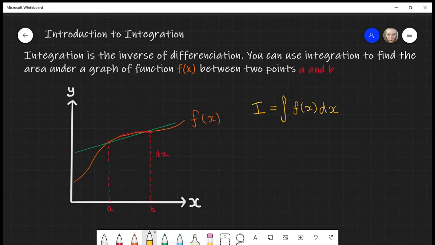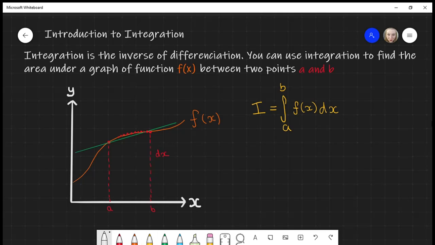And the little squiggly line that you see in front of the f(x), that is essentially an elongated or stretched S. It just means the sum of. And since we've got a defined region, it will be between b and a. So this is a definite integral.